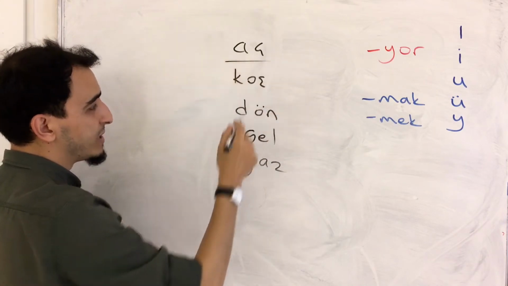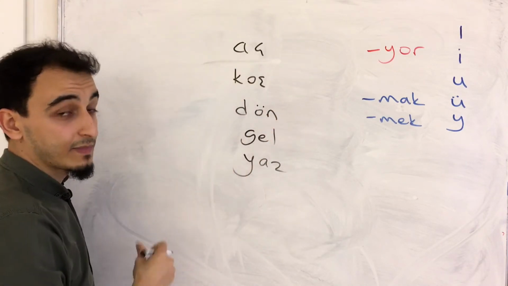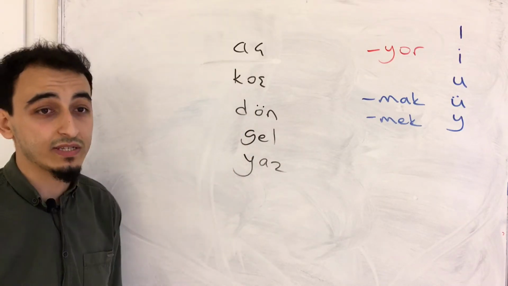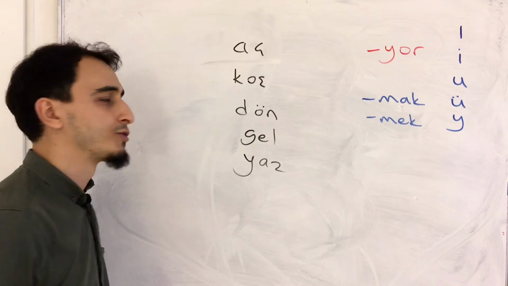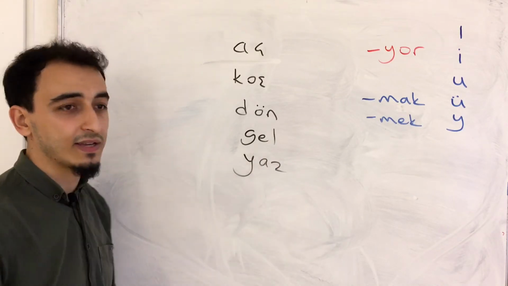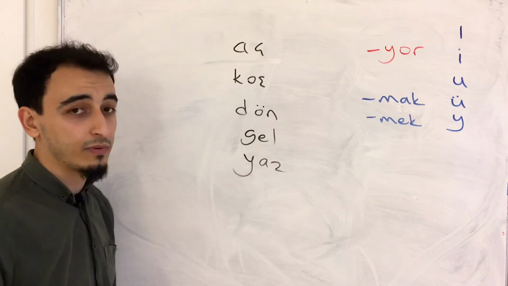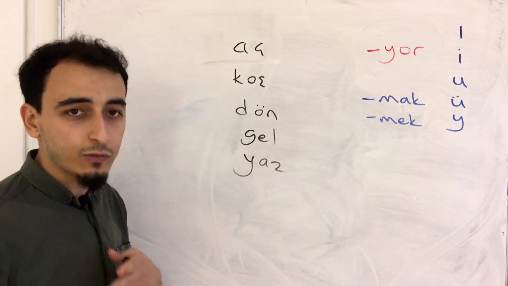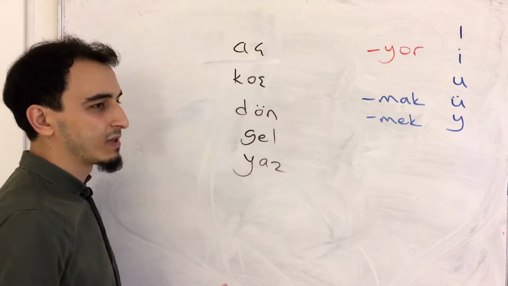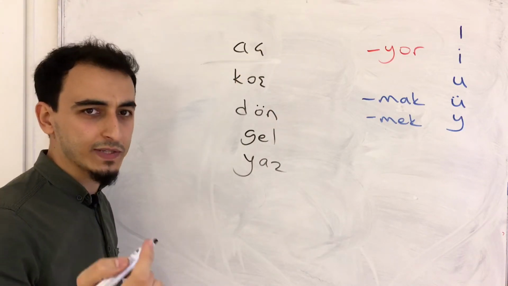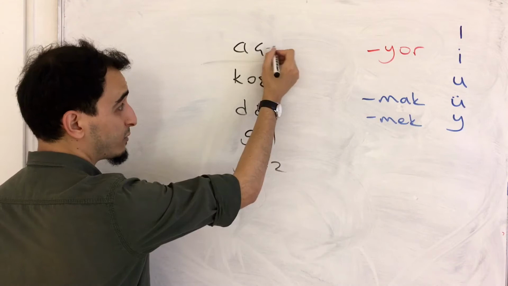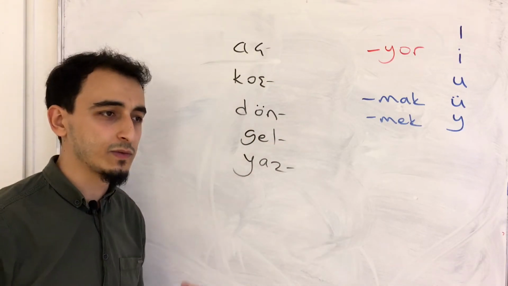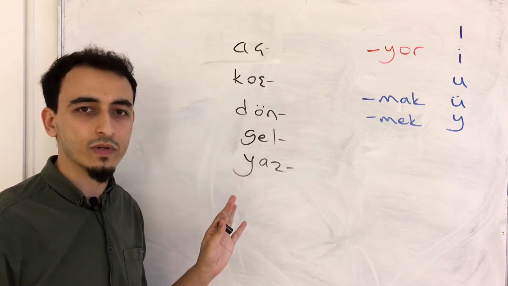Aç means to open as a verb, but as a noun or an adjective, it means hungry. And yaz means summer, but if it's a verb, it means to write. So in order to distinguish them in language books, you might come across this. We put this so that we know we are talking about the verbs.